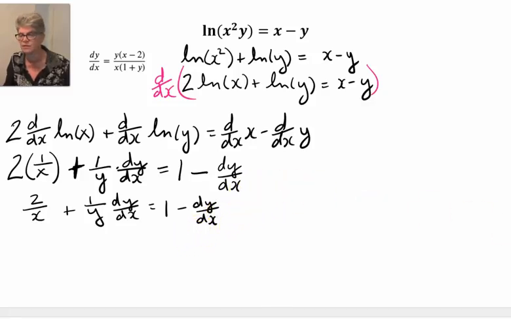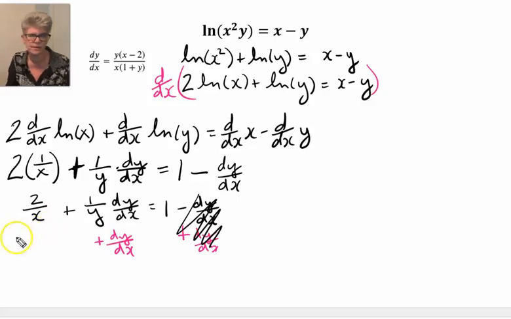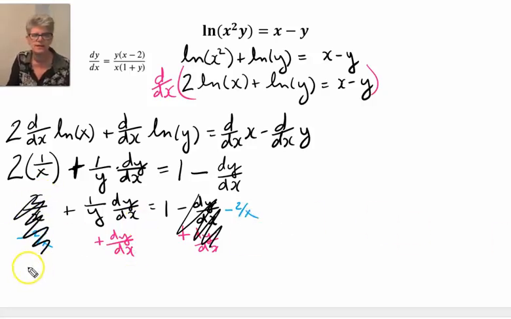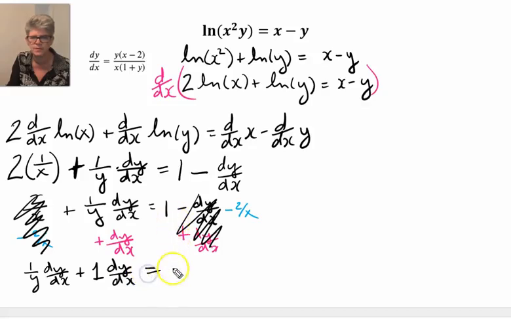Anything that doesn't have it, get it to the right-hand side. So I'm going to add dy/dx to both sides. So that is now canceled over here. And then I'm going to subtract 2 over x on both sides, and so that's now canceled over there. So I'm going to have 1 over y times dy/dx, then plus dy/dx, which is the same as plus 1 times dy/dx. You'll see why I'm going to write it like that in a minute. Equals 1 minus 2 over x. Okay.